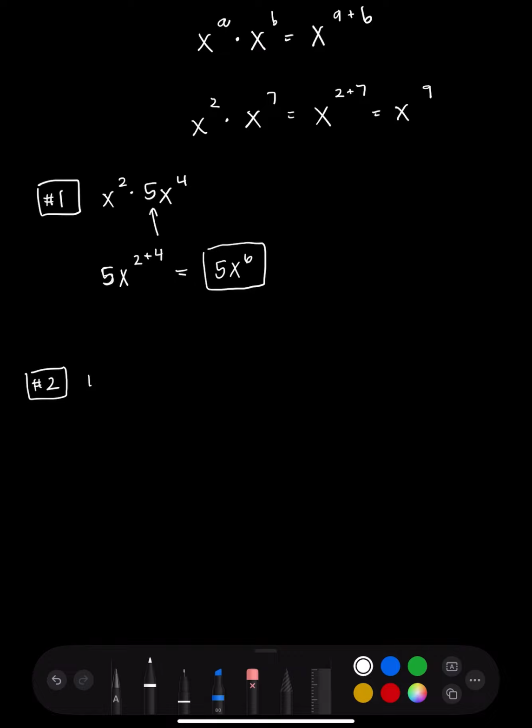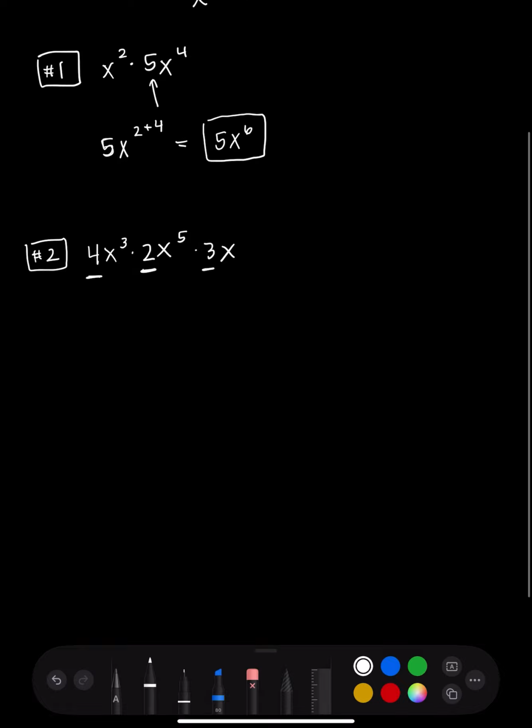This example is 4x cubed times 2x to the 5th times 3x. So remember what I said in the first example: if I had another coefficient, I'd multiply them. In this example, we have 3 coefficients, or these numbers that are in front of our x's. So we're going to go through and multiply them. So you're going to have 4 times 2 times 3, which gives me 24.